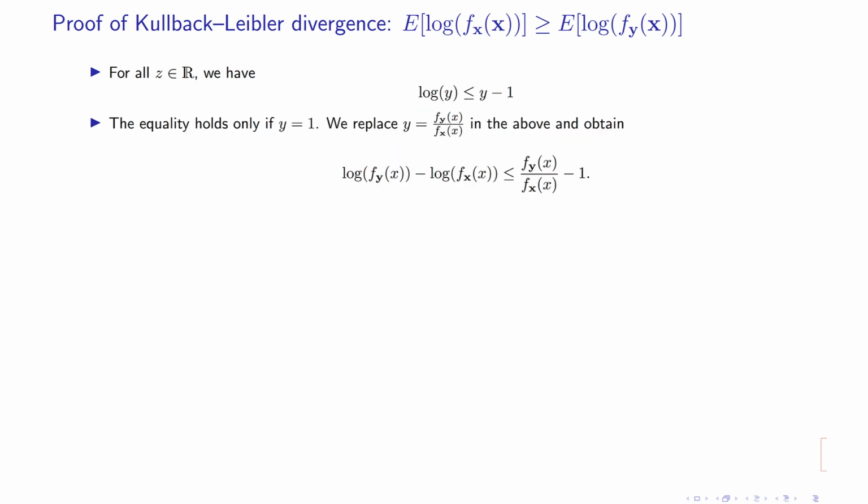I know that equality holds only for y equal 1. If y equal 1, this equality is satisfied. Otherwise, the log value is smaller than y minus 1. So in this inequality I put the ratio of the two distributions. Remember that here you have the distribution of y, and here you have the distribution of x. If you substitute and take the logarithm of the ratio, you get the difference of logarithms, and then if you put y here, you get this expression. Now I calculate the expected value of both sides, and the proof becomes evident.